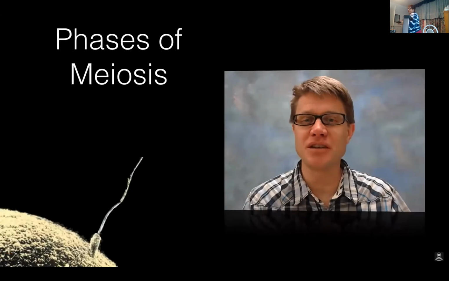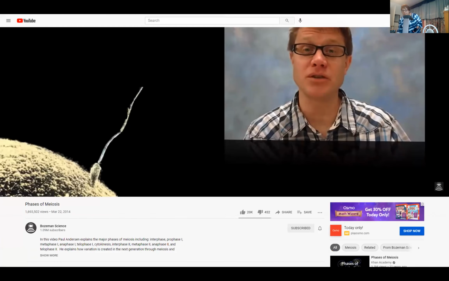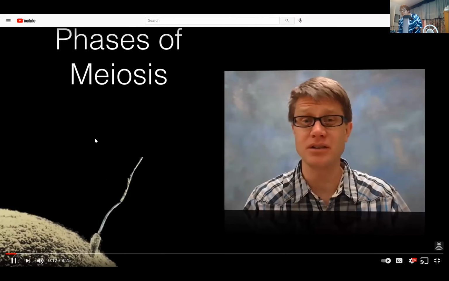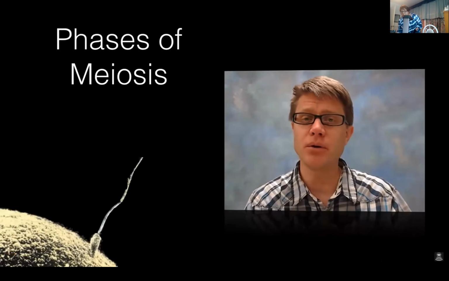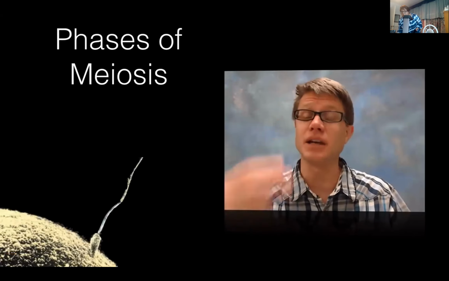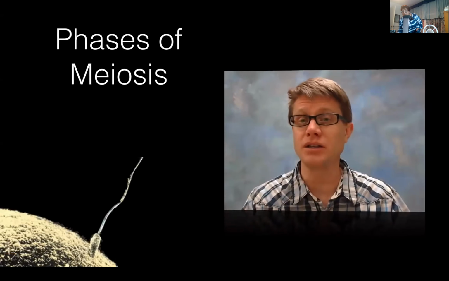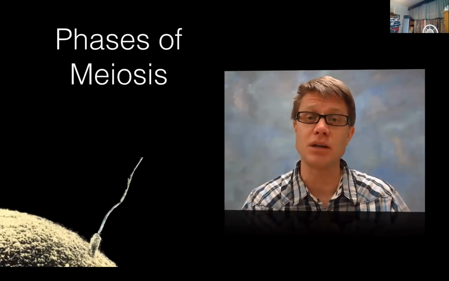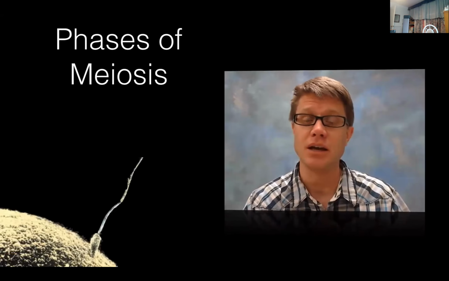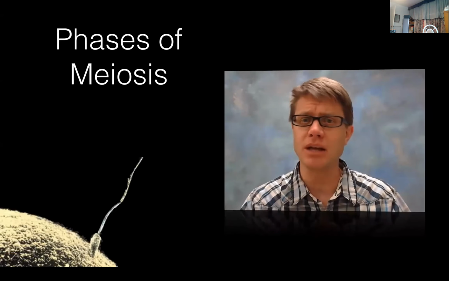Hi, it's Mr. Anderson, and in this video I'm going to go through the phases of meiosis. Meiosis is a lot like mitosis. It starts with interphase, but remember, the point of mitosis is to make 2 identical cells. And in meiosis, what we're trying to do is make 4 genetically different cells because they're destined to be gametes. They're destined to be sperm and egg. And that's the whole point of sex. We want the next generation to be different than the generation before.